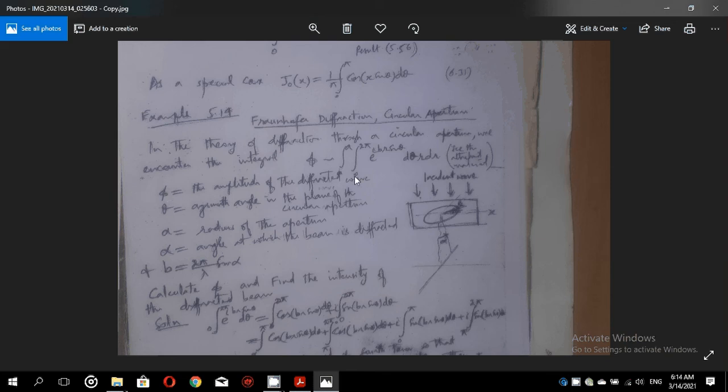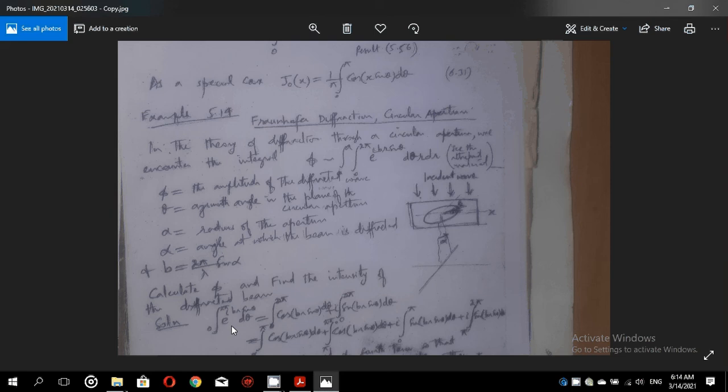So you must note the parameters being used here. Phi is the amplitude of the diffracted beam, theta is the azimuth angle in the plane of the circular aperture, a is the radius of this aperture, and b is equal to this. So let us now calculate phi and find the intensity of the diffracted beam. Let us take up this integral first, that is the integral from 0 to 2 pi of e to the power i b r sine theta into d theta.